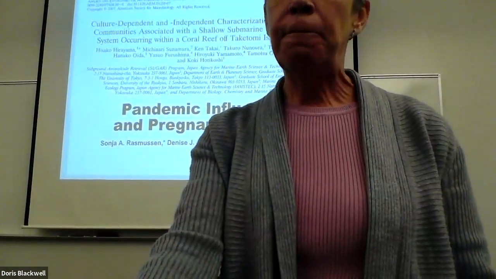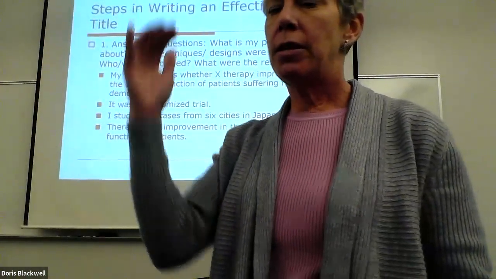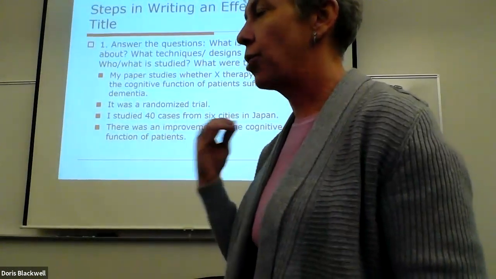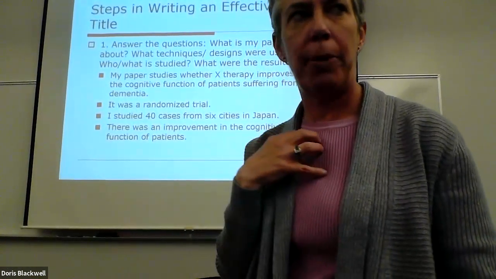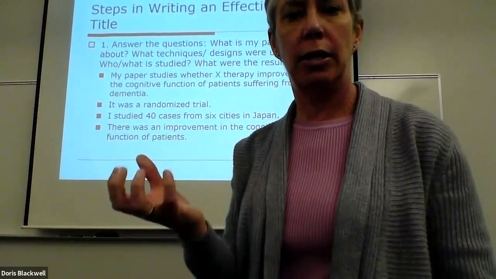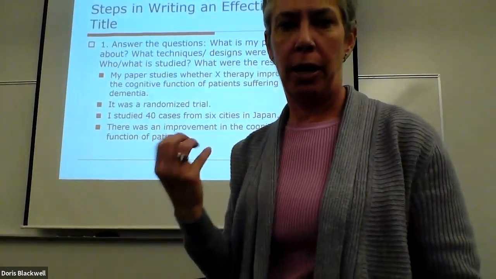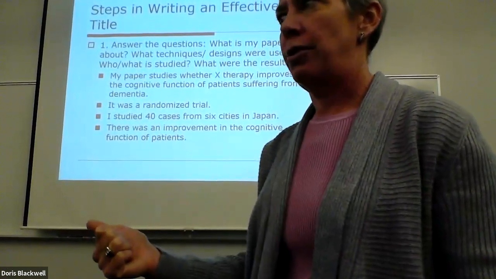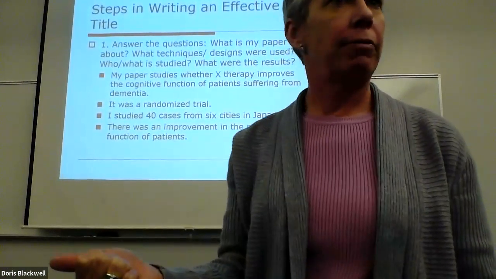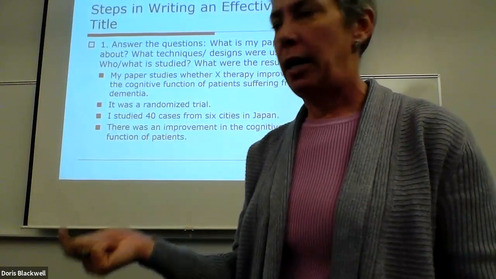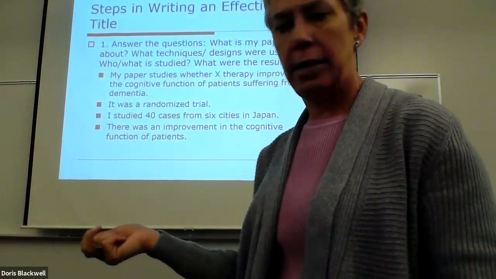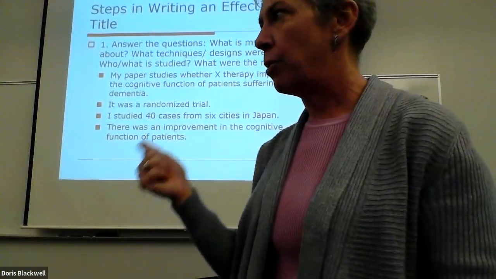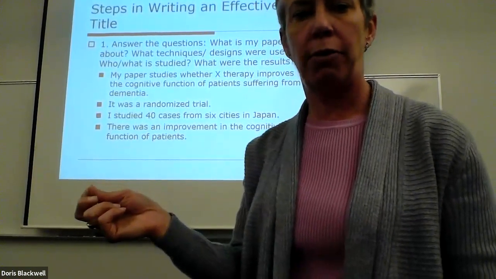There are some steps to writing a really good title. I found this a couple of years ago and have implemented it whenever I'm working on my papers and trying to come up with a really good title. There are 4 steps we can follow to make sure we're writing a good title. First, we answer these questions: What is my paper about? What technique or design did I use? Who or what did I study? And what were my results? Step number 1 is to write just a short answer to these 4 questions.